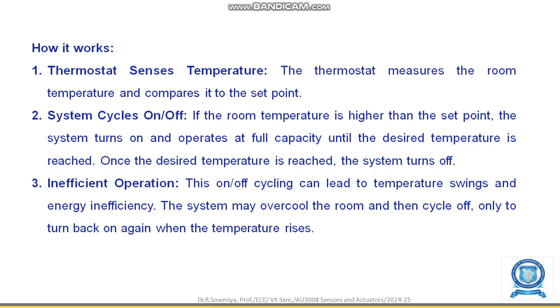How it works? Thermostat sends temperature. The thermostat measures the room temperature and compares it to the set point. System cycles on and off. If the room temperature is higher than the set point, the system turns on and operates at full capacity until the desired temperature is reached. Once the desired temperature is reached, the system turns off. In inefficient operation, this on off cycling can lead to temperature swings and energy inefficiency. The system may overcool the room and then cycle off, only to turn back on again when the temperature rises.